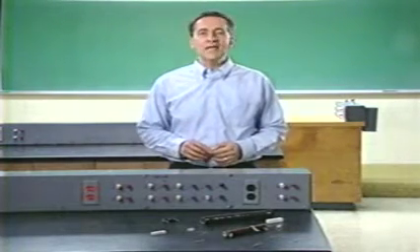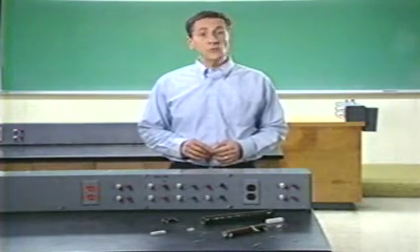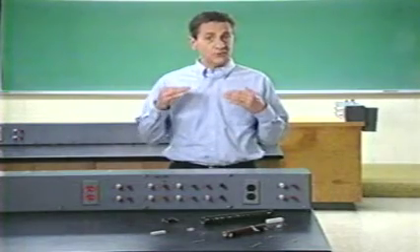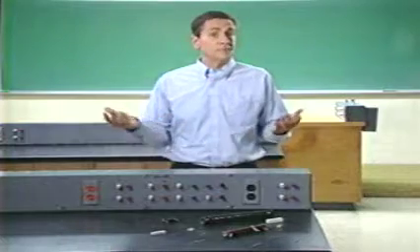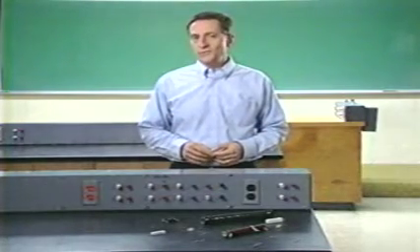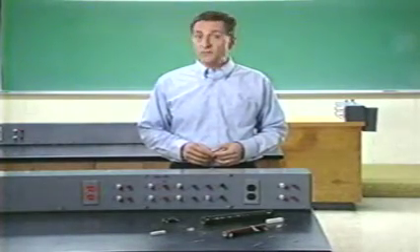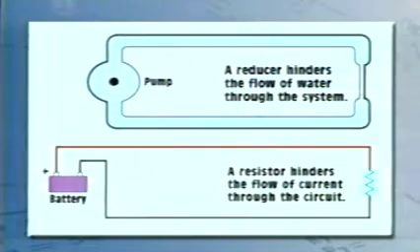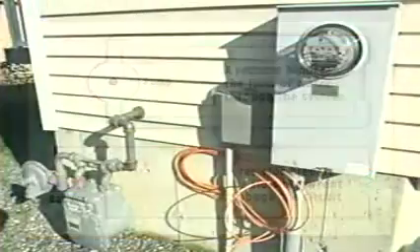A good analogy would be the resistance you feel when you're in a pool or the ocean up to your chest in water and you're trying to walk. Electrical resistance is much the same way. The greater the resistance, the greater the hindrance to the flow of current. A resistor in an electric circuit can be compared to a restriction in a water system. The reducer limits the flow of water through the system, just as a resistor limits the flow of current through an electrical circuit.